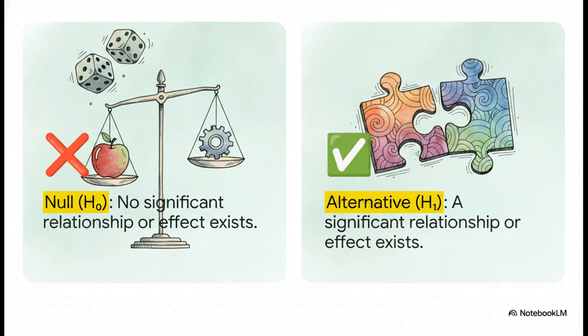Now here is the twist that kind of confuses a lot of beginners. Researchers actually design their statistical tests to evaluate the null hypothesis. We essentially put the nothing is happening theory on trial to see if our evidence is strong enough to reject it. We do this because in science, it's often much easier to disprove that nothing is happening than it is to conclusively prove every single aspect of your proposed theory. If we can confidently reject the null, only then can we support our alternative hypothesis.